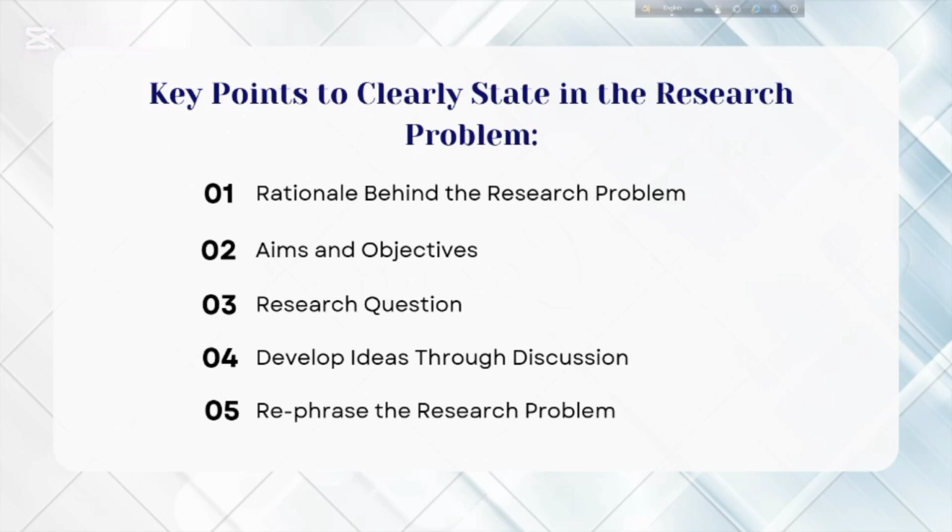And aims and objectives. Aims and objectives of the research determine what data needs to be collected, hypotheses to be tested, techniques for the data collection, analysis methods, and the relations to be explored. Then research question. We have to develop questions based on the objectives and theoretical foundation. Then the fifth key point is to reformulate the research problem. That is, turn the identified problem into clear working propositions.